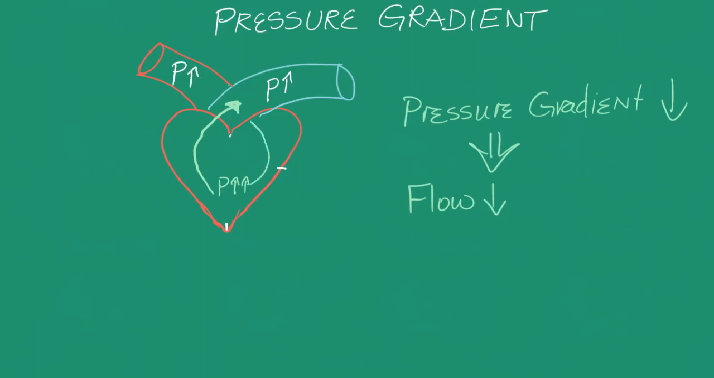So let's say that the blood pressure in the aorta is higher than normal, then the difference in blood pressure between the left ventricle and the aorta decreases. So the pressure gradient decreases, and so flow decreases as well. There are three factors that affect resistance. They are vessel length, viscosity, and vessel radius.